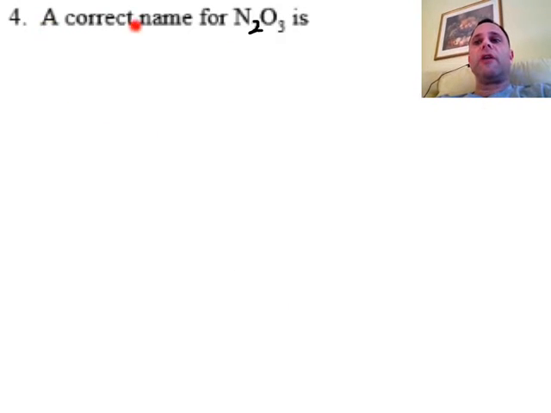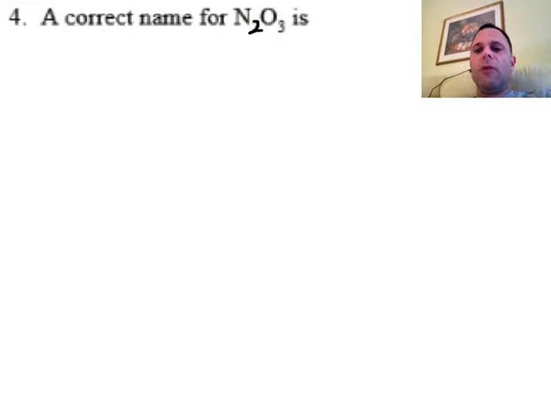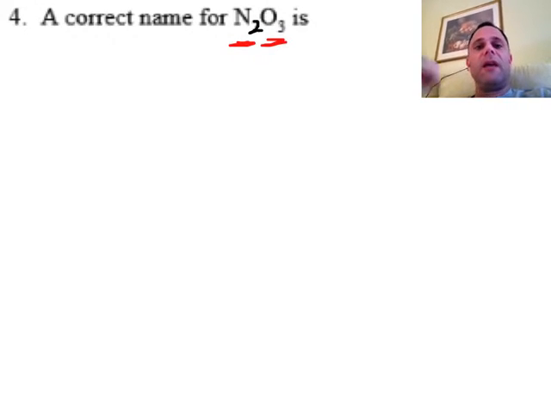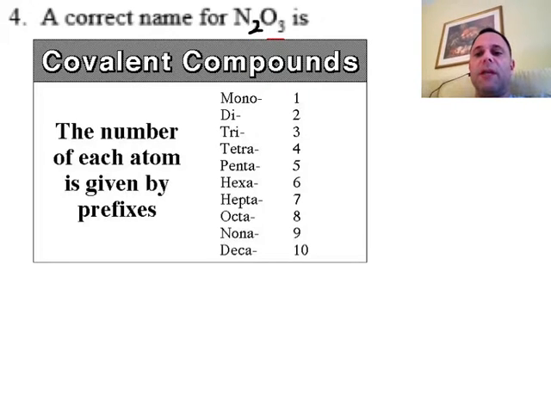Question 4. A correct name for N2O3 is, well, we have to identify that this is the type of compound that has a nonmetal combining with another nonmetal. It is a covalent compound known as a molecule. So we have to use a naming system that has prefixes. Now, how many nitrogens do we have? 2. So the prefix is di.